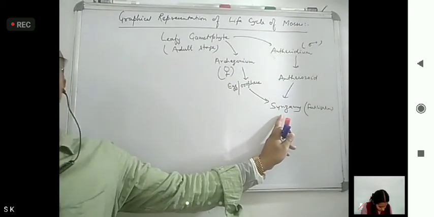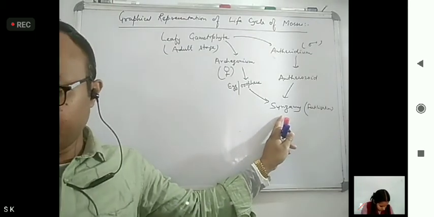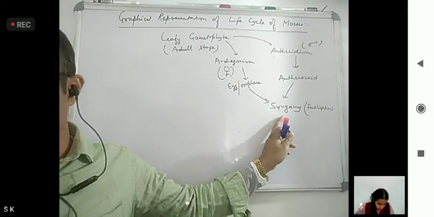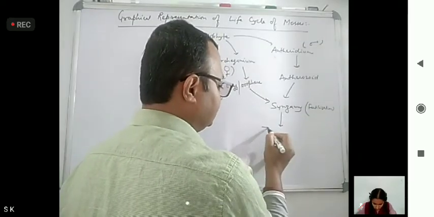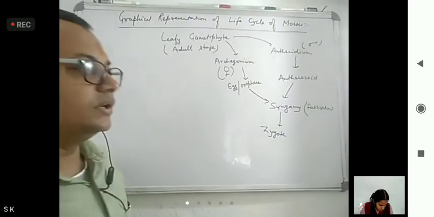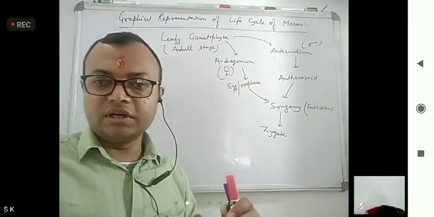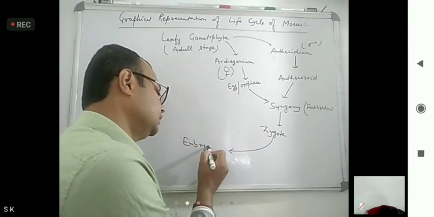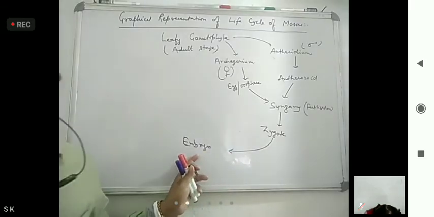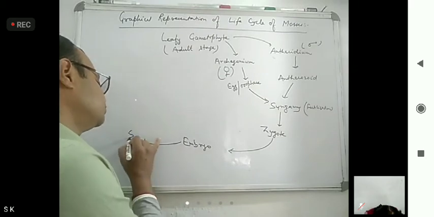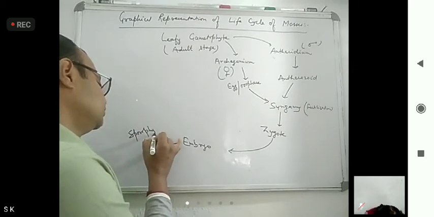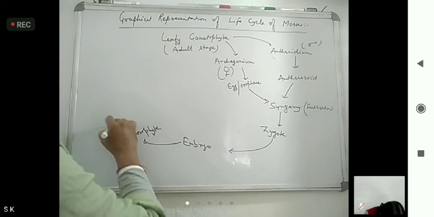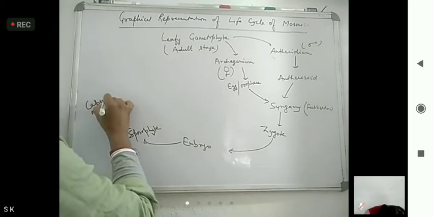Okay, so here what happens? Syngamy or fertilization occurs. Then it enters into zygote formation. Now this zygote further develops into embryo. This embryo further develops into sporophyte. Embryo develops into what? Sporophyte.